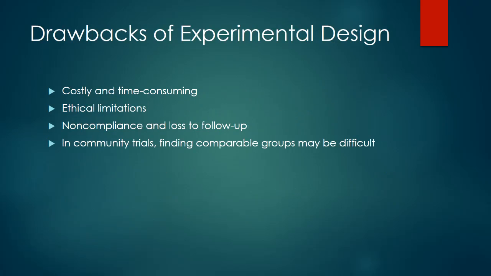Drawbacks are that they can be very costly and time consuming. It can be difficult to recruit people and to keep them in the study. We often are limited in terms of ethics and what we can randomize people to. And again, in community trials or group trials, it can be difficult to find comparable groups.